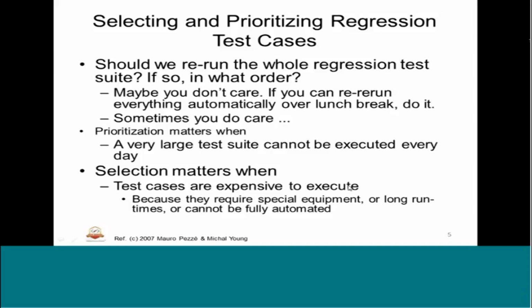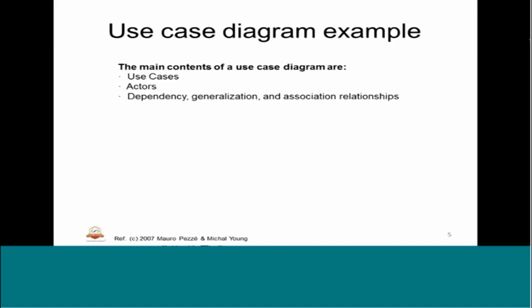Test cases are expensive to execute because they require special equipment or long run times or cannot be fully automated. So this has been referred to in one of Mauro Pezze and Michael Young's books. So nicely he has told that selection and prioritization of regression test cases are important.